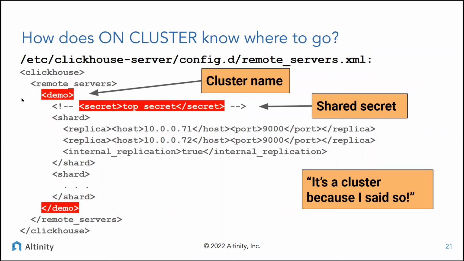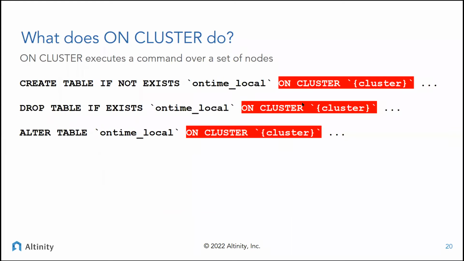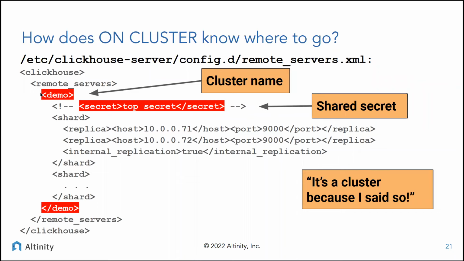So the next question is, how does it actually know where to go? Well, we had this cluster here, so that's a macro, and it has a name. In our example, that name is going to equate to demo. And what you'll see is there's another file on ClickHouse called by convention remote servers.xml. It's stored in config.d, and it tells what the shards are and what the replicas are. So the name of the cluster is demo. You have one shard with a couple of replicas. You have another shard, presumably with a couple of replicas, as many as you want. You can use any pattern of these that you want.